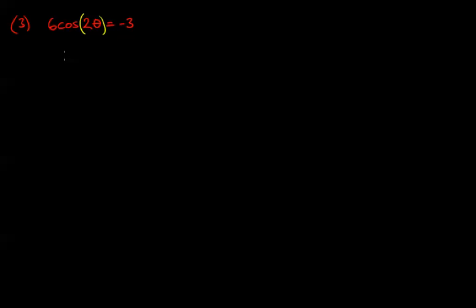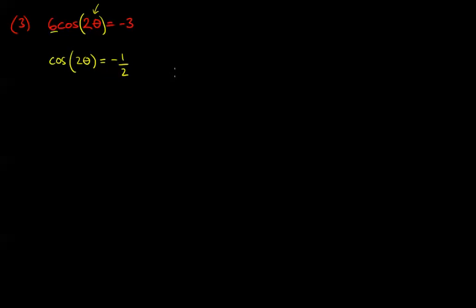Now let's go ahead and try and work out what this thing in the bracket should be, okay? First of all, we need to get rid of the 6 because it's multiplying everything, so we need to divide both sides by 6. So cos of that bracket 2 theta is going to be minus 3 over 6, which simplifies to minus a half.